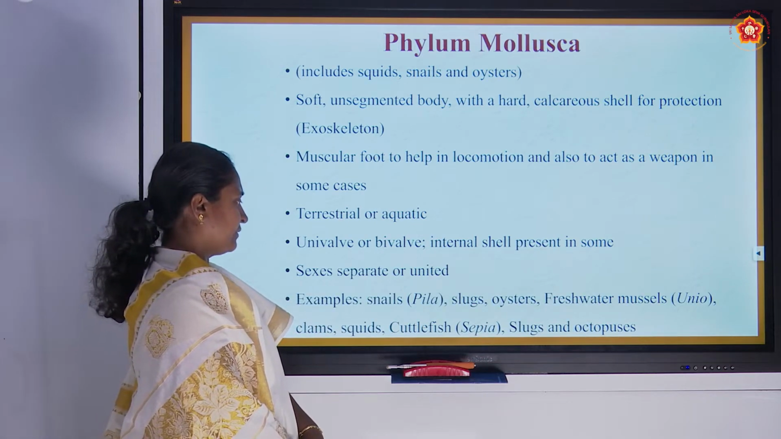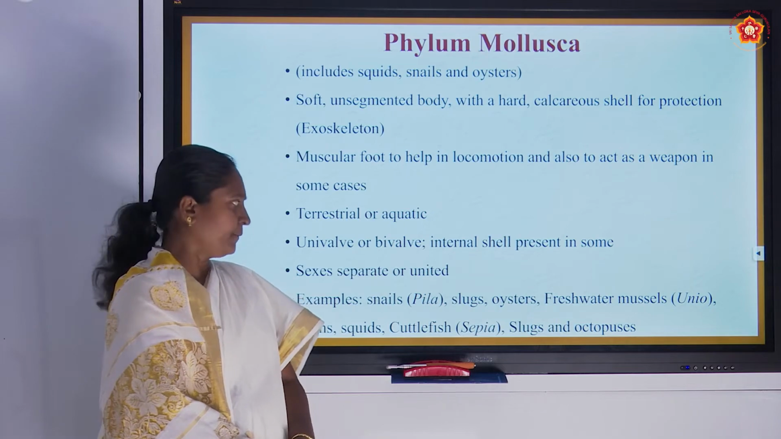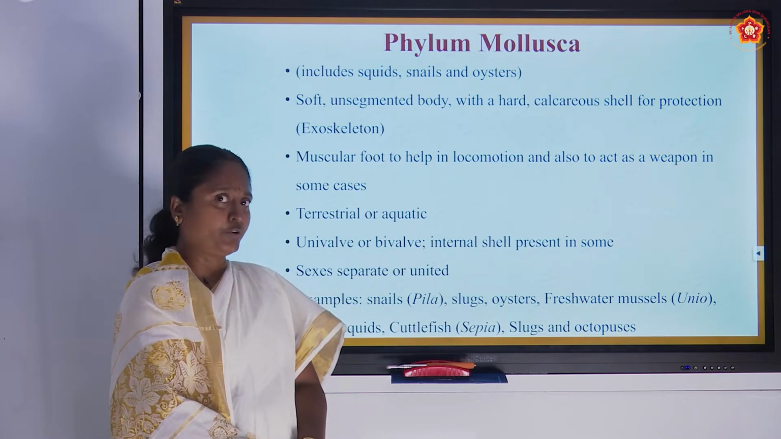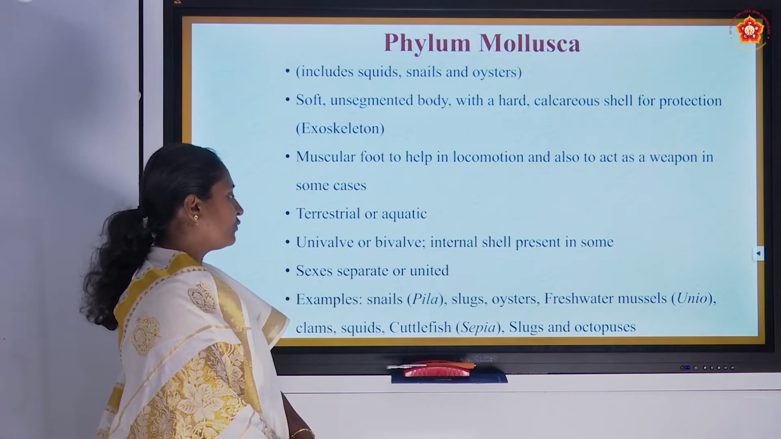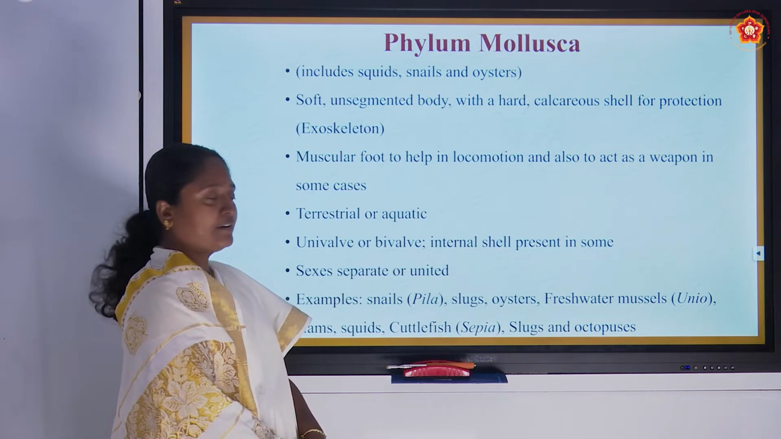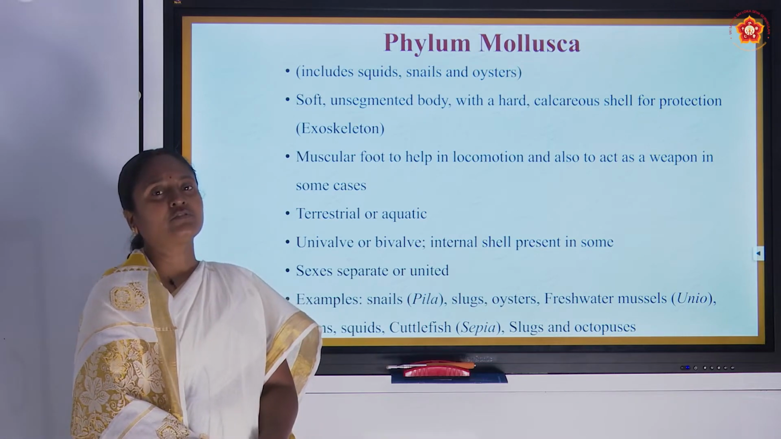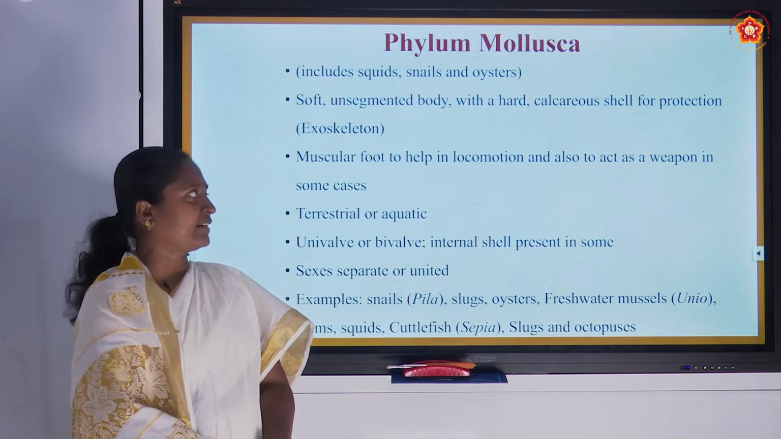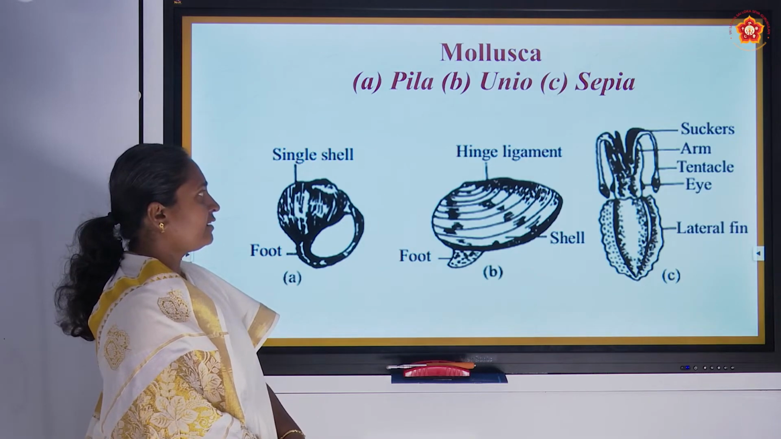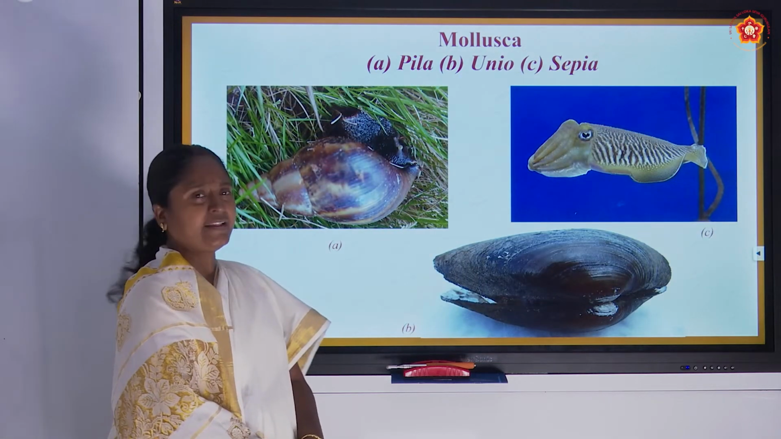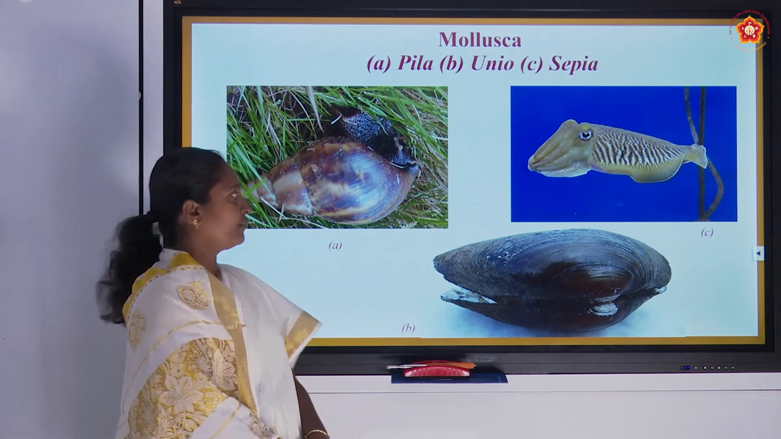The examples are snail, which is pila, then oyster, freshwater mussel which is known as unio, then clam, squid, cuttlefish which is sepia, and the slug and octopus, all those organisms belong to this category. And these are the diagrams, and for your better understanding the photos from the internet.